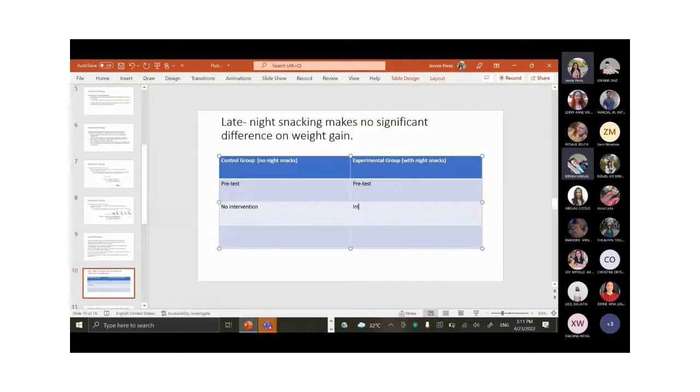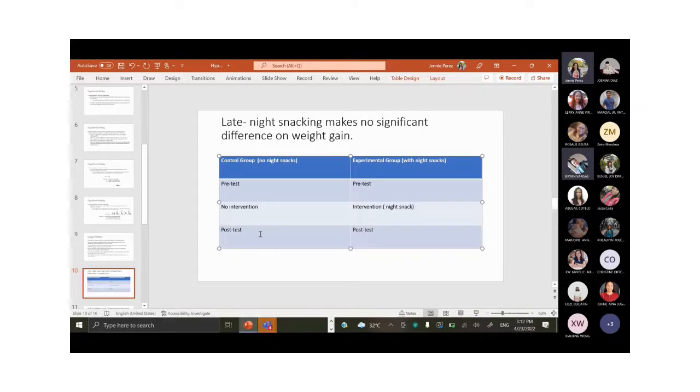Ito, may intervention. What is our intervention here? Night snack. Bibigyan natin sa experimental group, we'll give them night snack. In the other group, no night snack. We have to monitor that. Then after, let's say, 2 months of this intervention, we make a post-test again. Post-test. What is this post-test? We measure their BMI.